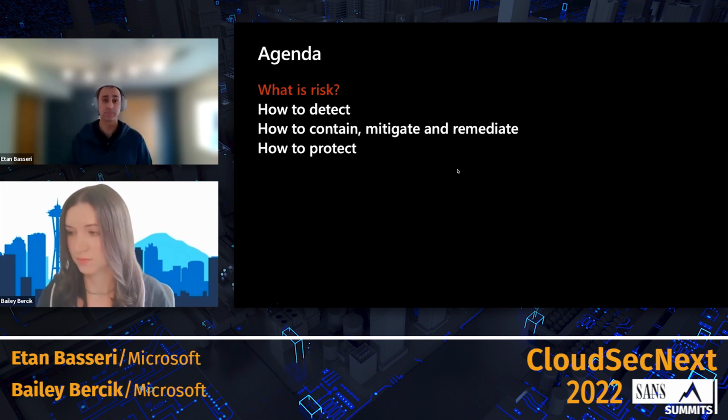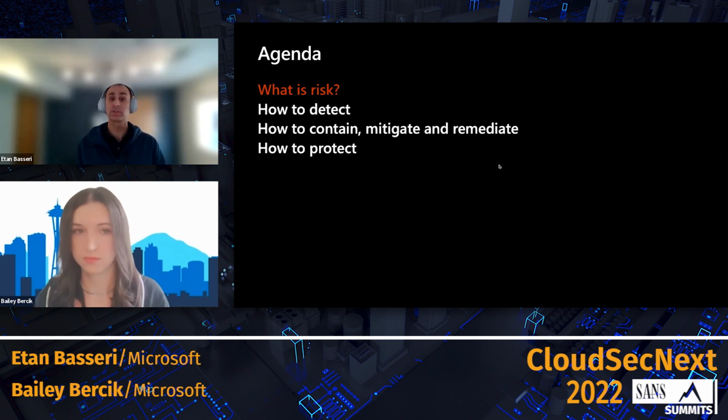Here's a quick look at our agenda. We'll walk through what we mean when we say risk in this particular context. How can you go about detecting those things on your own? How, once you find something bad, can you contain, mitigate, and remediate that? And then how to be proactive, how to protect against these sorts of threats in the first place. And the good news is, I'm going to give you a little spoiler here. A lot of the things that you might be doing already in your environment around identity for users are things that are going to be transferable to this category of threats as well.